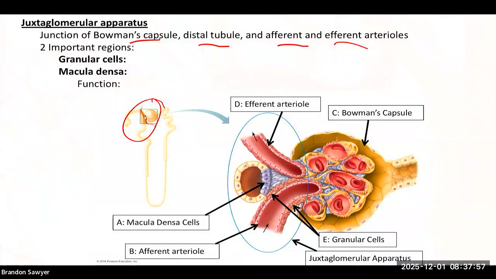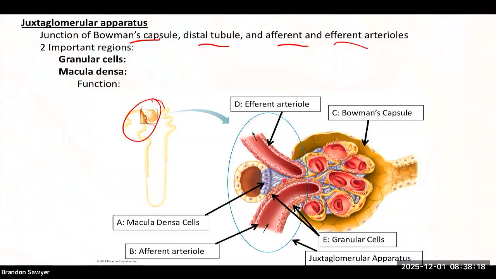Okay. And so we're zooming in on that right here. All right. So this is Bowman's capsule. The glomerulus here, that capillary bed. This is the start of the proximal tubule. You can see those cells with all the microvilli on them. And then we can see where the distal tubule comes up next to the two arterioles here, right?